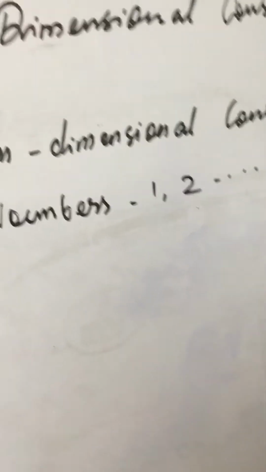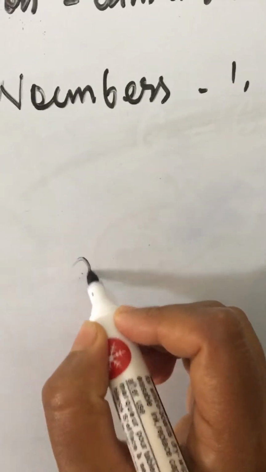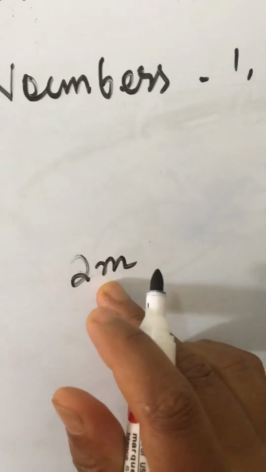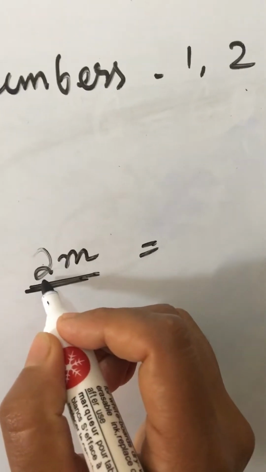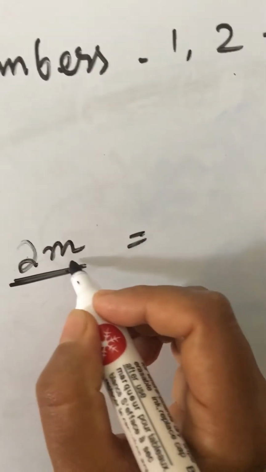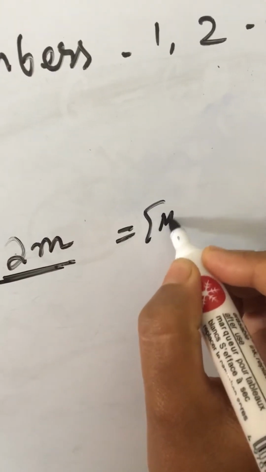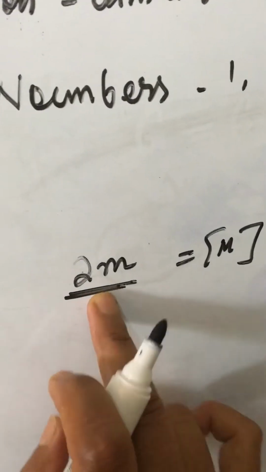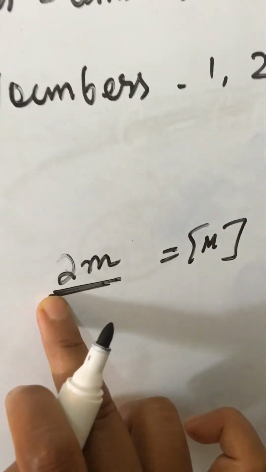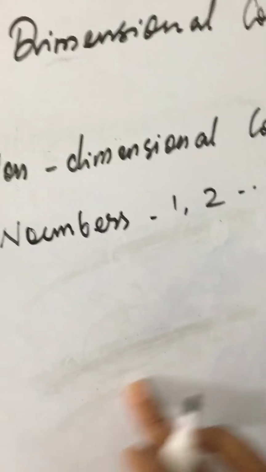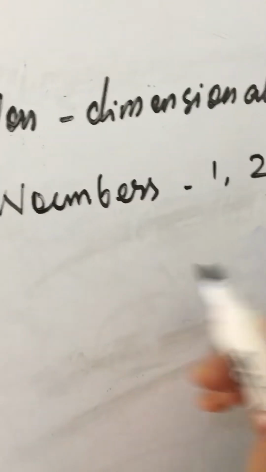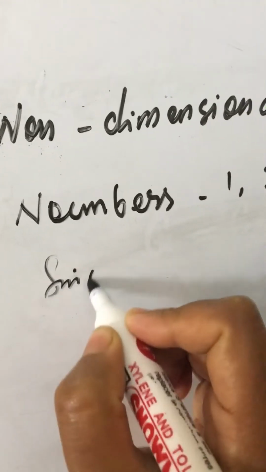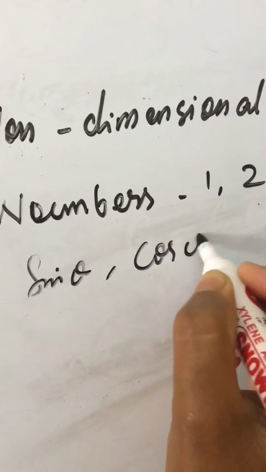Suppose I have a physical quantity 2m, where m is a mass. What is the dimension of it? Does 2 have dimension? No. M, what is the dimension? M. Understood? So 2 is purely a number, so it does not have dimension. It is under the dimensionless, non-dimensional constants.